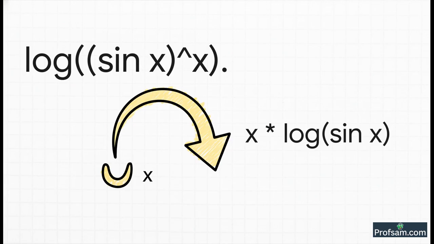So let's apply our game plan. We take the log of both sides, and that super powerful variable exponent just comes right down in front. Instantly, the problem transforms from a power into a simple product. This is the most important step right here.